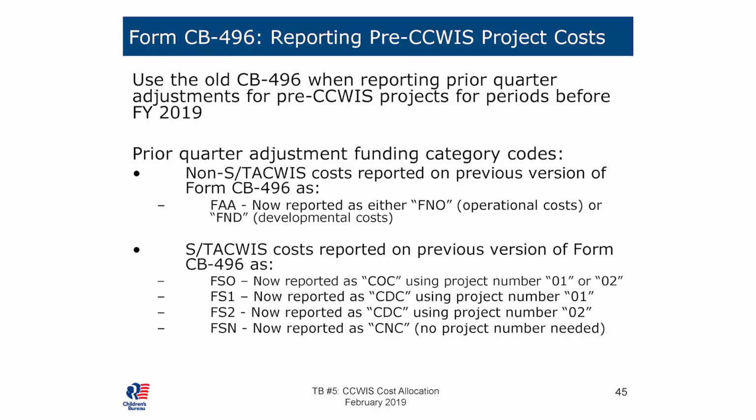And similarly, if you had a former CCWIS-TACWIS project that you're now reporting additional costs or decreasing adjustments for, these four codes that I'm showing here, FSO, FS1, FS2, and FSN, are no longer in effect. And the codes that I'm showing next to those are the replacement codes that you would use to report those prior quarter adjustments on the CB496, the version that's in effect now in fiscal year 2019.